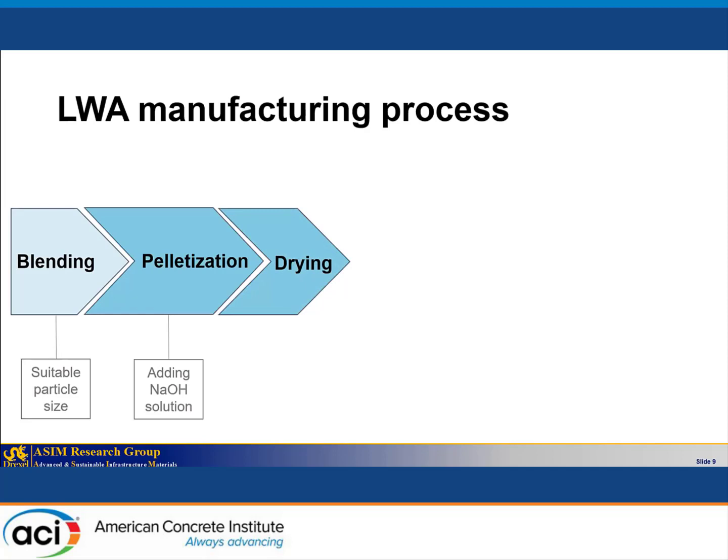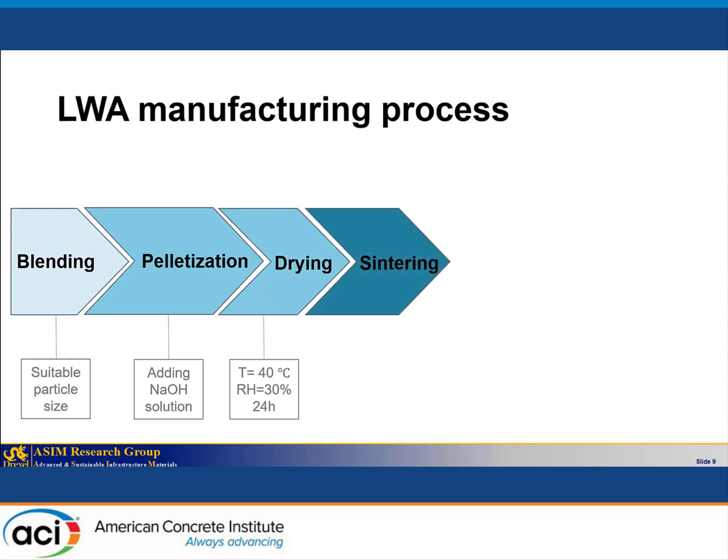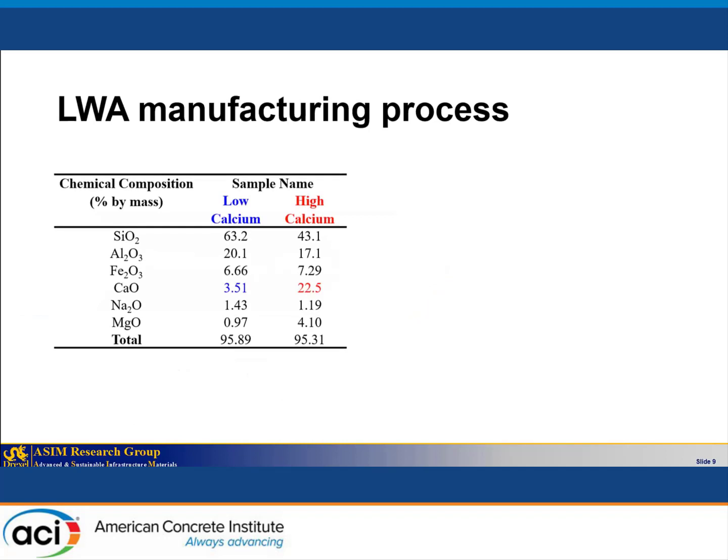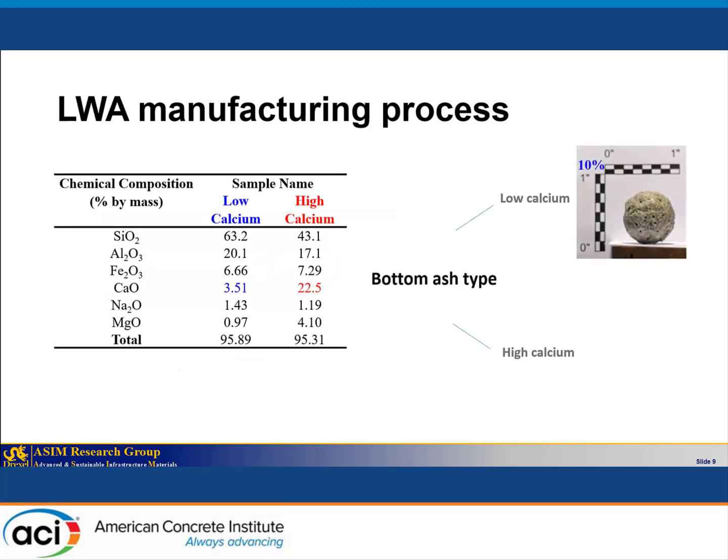The next step was drying the material. In this case, we did that at 40 degrees Celsius and 30% RH. And finally, we sintered the material in a furnace or a kiln at 1160 degrees Celsius. We used two types of bottom ash over here, low calcium and high calcium. For the low calcium, the calcium content was about 3%. For the other one, about 22%. You can take a look at the spherical lightweight aggregates that we produced from bottom ash here.